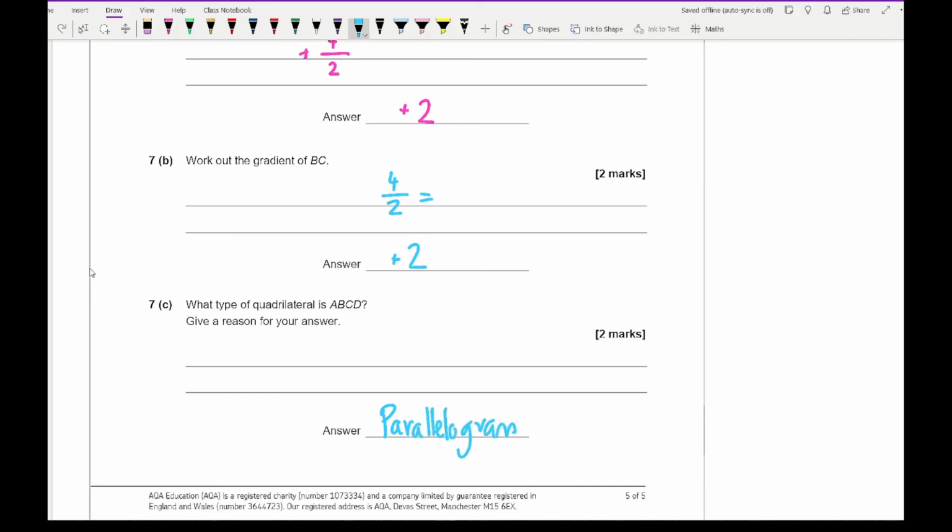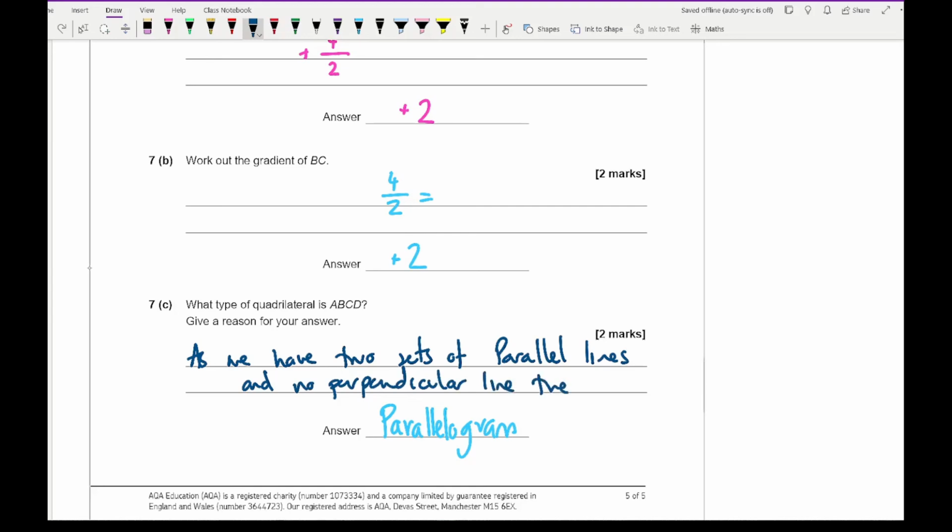And the reason for that is because we have two sets. So as we have, and let me just write that properly. So here, as we have two sets of parallel lines, oh, don't know why I've put that little extra C there, so let's get rid. And no perpendicular lines. The shape ABCD is a parallelogram.